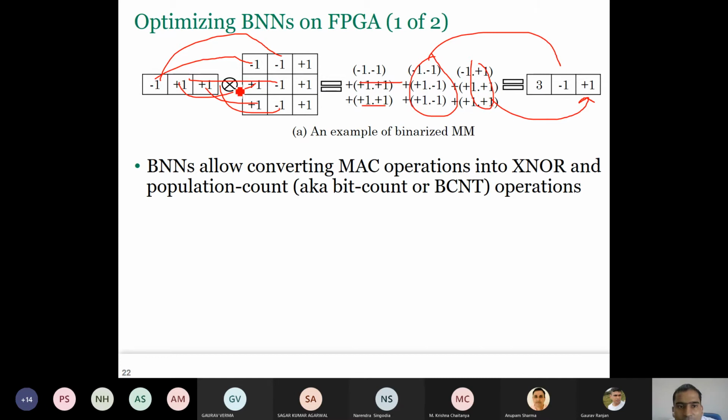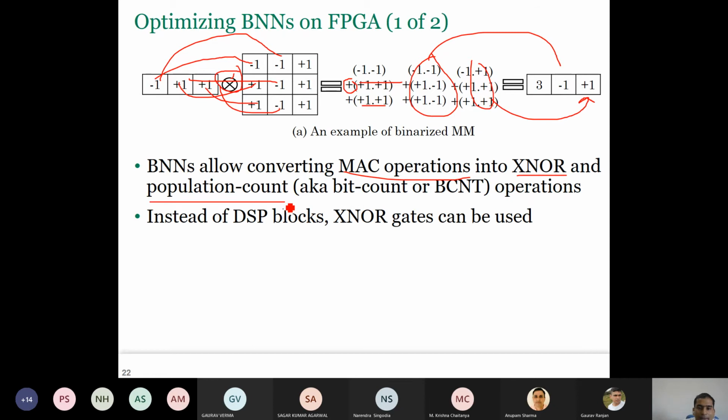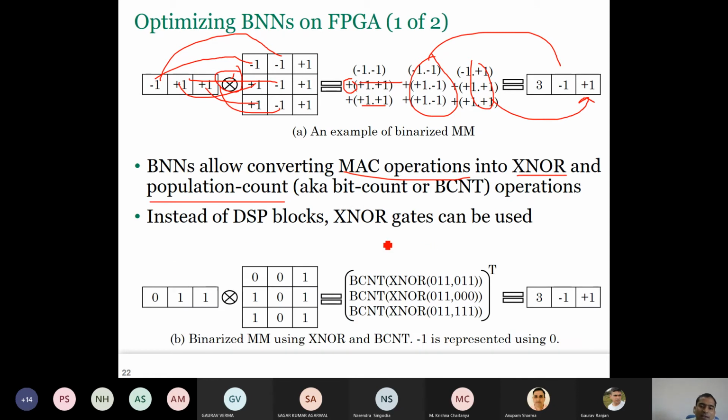Now we have actually done the matrix multiplication. Our claim is that when we have binarized multiplication, that means both inputs and weights are +1 or -1, both binarized, then we can convert this multiplication and addition operation. See, here additions are happening, and here multiplication is happening. So we can convert this MAC operation into just an XNOR operation and population count. First, let us see how we can do that, and then I will tell you why it is advantageous. The advantage is already mentioned here: instead of DSP blocks, we can just use XNOR gates. But I will come back to it. First of all, let us see how we actually do it.